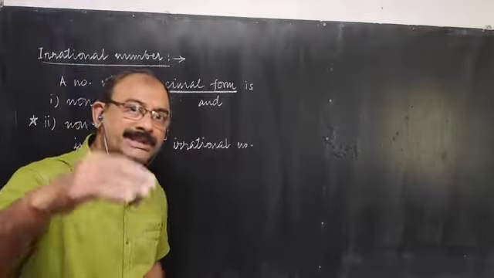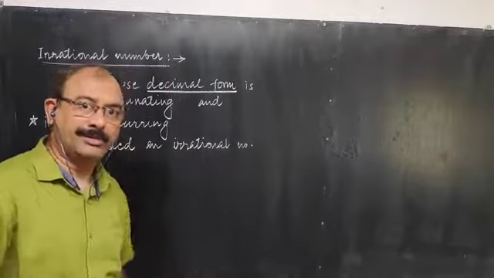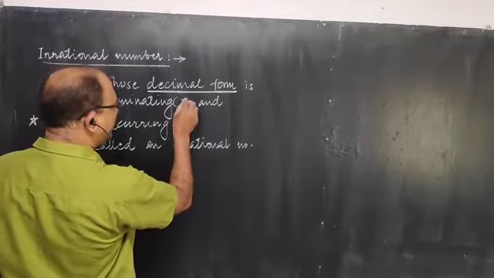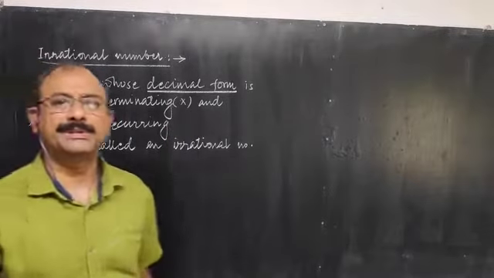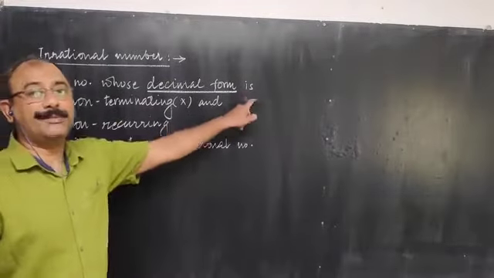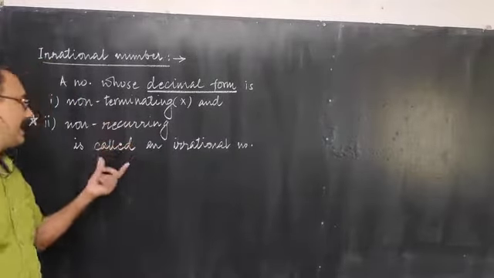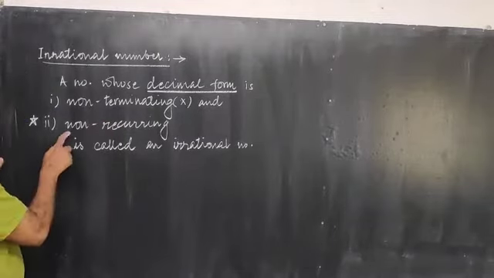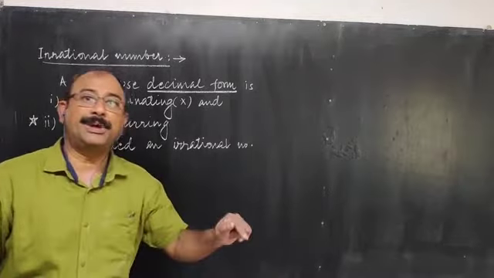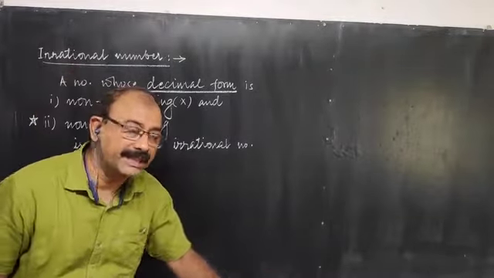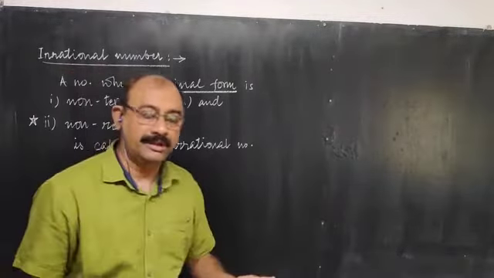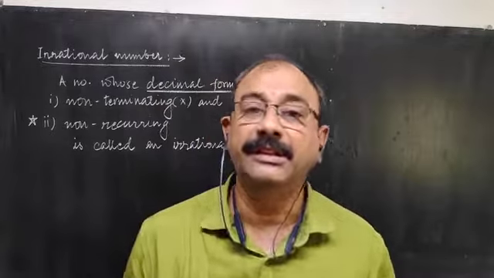All numbers can be written in this non-terminating form, so this need not be verified. So I am putting a cross mark here, because all can be written in the non-terminating form. So a number whose decimal form is non-terminating and non-recurring. This is very important. Non-recurring. Therefore I put a star mark. If the decimal form satisfies these two conditions, then that number is called an irrational number.